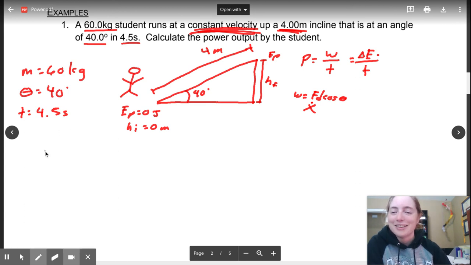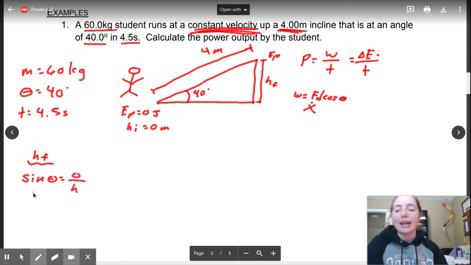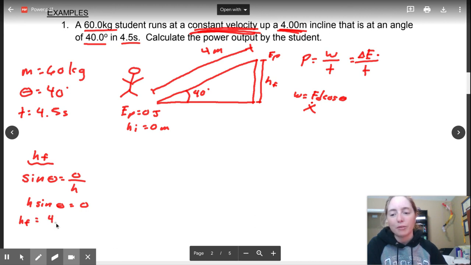So, ladies and gentlemen, let's find the value for our h final over here. Remember, sine of theta is equal to opposite over hypotenuse. I'm trying to find the opposite, which is my h final, and I'm going to multiply that by my hypotenuse. So h sine theta is going to give me my opposite, the height final. So my height final is going to be my 4 meters, which is my hypotenuse, times my sine of 40.